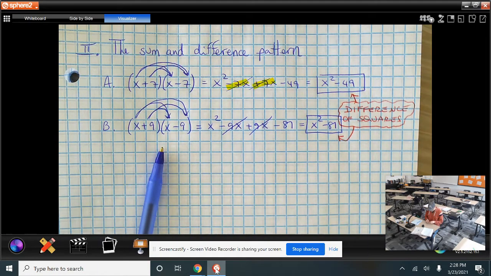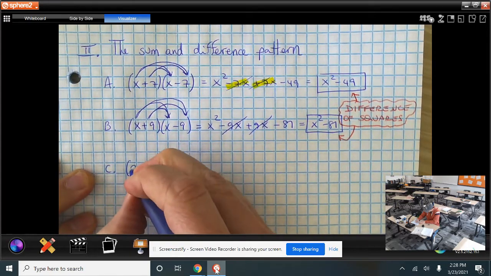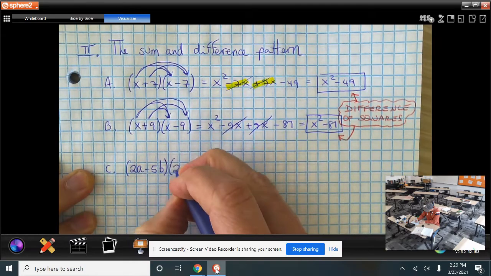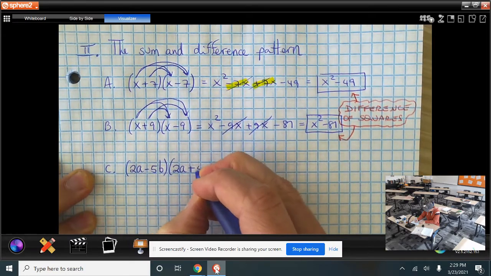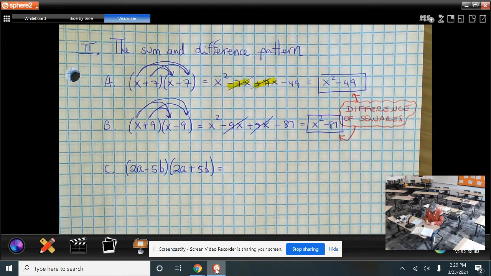Now, while I'm eating this chocolate, I would like for you to try another one that's a little more complex and see if you can figure this out. So let me write this down for you. So we're going to try 2a minus 5b times 2a plus 5b. Try that one. You may need to pause the video. Pause the video while I eat this.